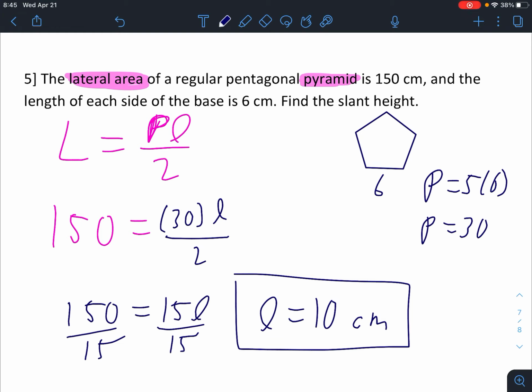All right, that is it for notes for today for the surface area of pyramids. If you need to, you can go back and rewatch anything that you missed. Next class, we will be doing some practice problems on these shapes.